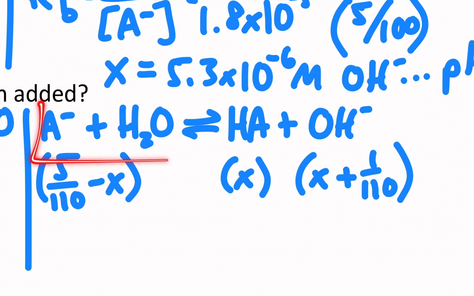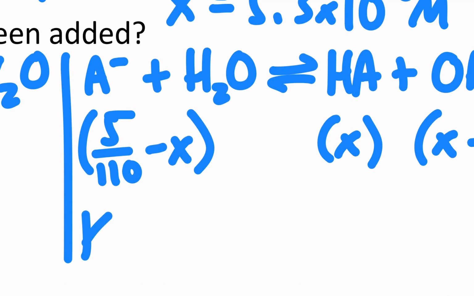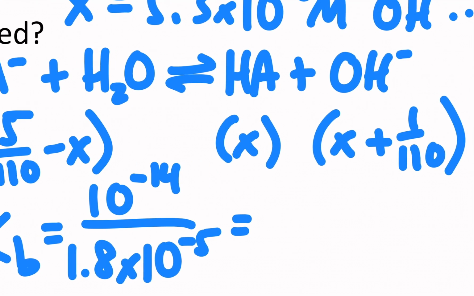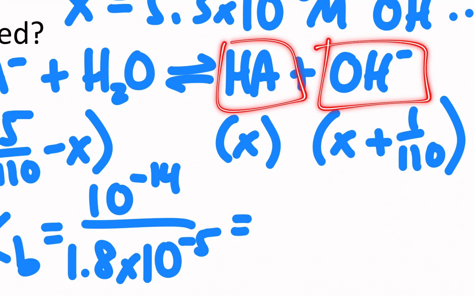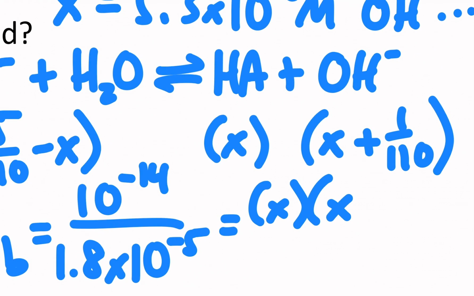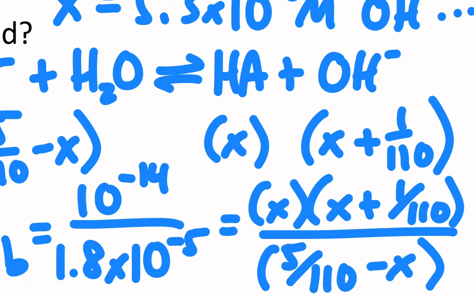Now this is the same equilibrium as what we have in the previous part, so I get to use the same Kb. So Kb, which is Kw divided by the Ka, is equal to HA times OH minus divided by A minus. So that's X times X plus 1 over 110 divided by 5 over 110 minus X. That's big. We could factor that out and solve for stuff, but let's get smart.